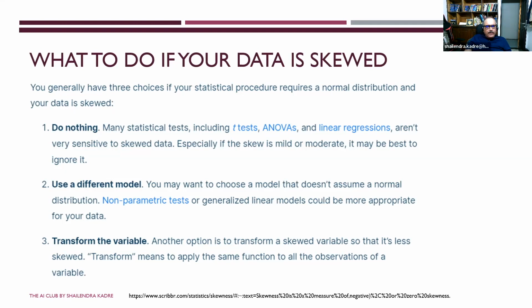Number two, use a different model. Suppose now you find out that your data is highly skewed, below -1 or above +1. So try to use those kind of models which can tolerate heavy skewness. Heavy skewness means below -1 or above +1 Pearson coefficient. There are some machine learning algorithms which can tolerate heavy skewness. Whenever there is skewness, that means outliers are there, either on the upper side or on the bottom side.